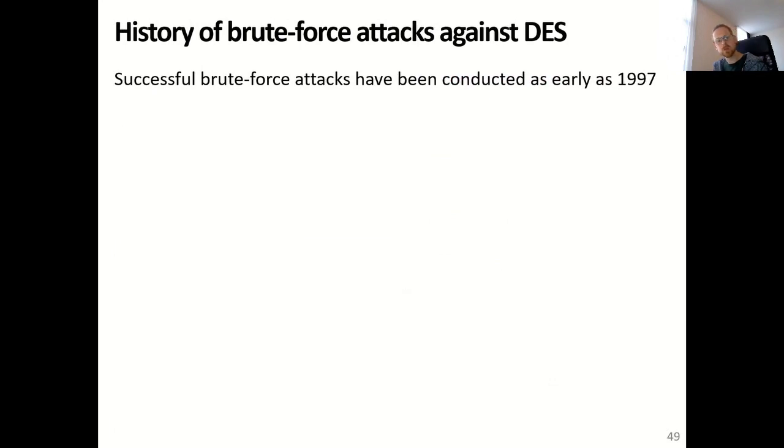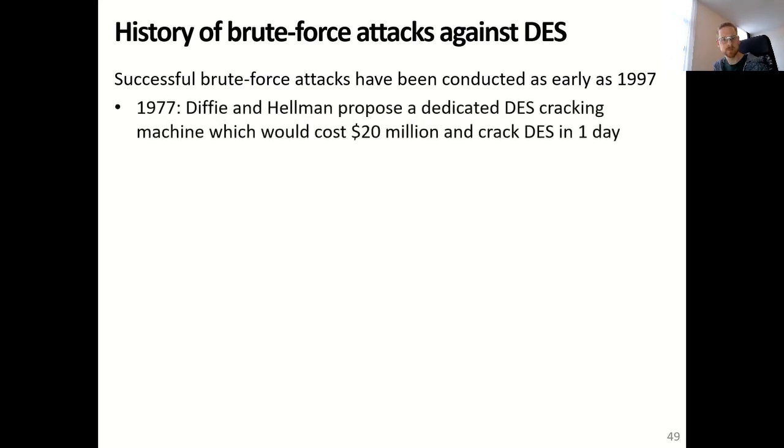And actually, successful brute force attacks had already been conducted as early as 1997, before AES was developed. As early as 1977, the year DES was first proposed, Diffie and Hellman already proposed a theoretical DES cracking machine. They never built it, but they showed that for about $20 million it would be possible to build such a machine that could crack DES in 1 day.